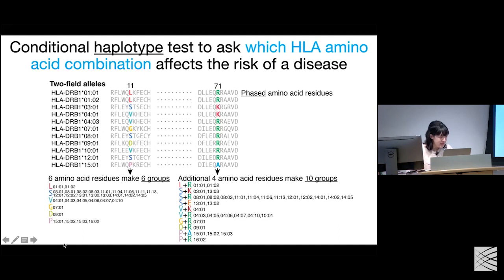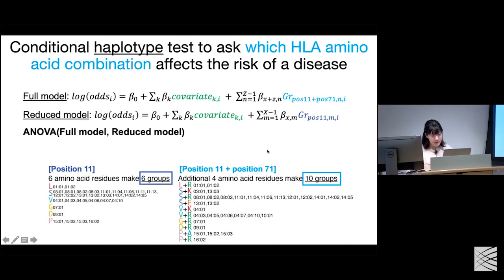So let's go back to the conditional haplotype tests. I believe I explained the setup, and now I will write this into a mathematical formula. The full model will include the 10 groups from the combinations of positions 11 and 71. In this example, there were 10 possible groups. The reduced model includes 6 groups only from position 11. In this example, there are 6 groups. We then compare the explained variance between the 2 models by using the ANOVA or F test until we exhaust all independently associated positions.